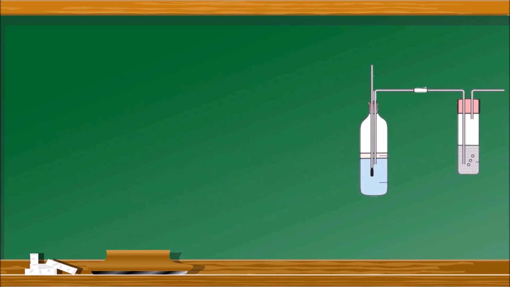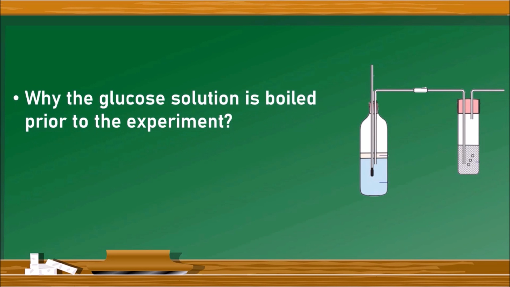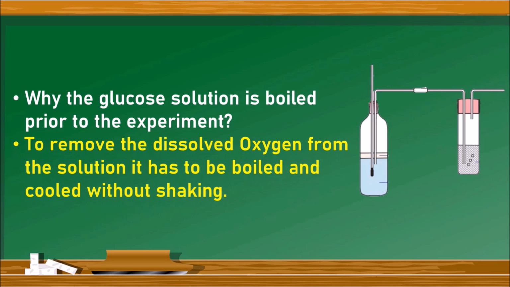Why is the glucose solution boiled prior to the experiment? Because the glucose solution needs the absence of oxygen. To remove the dissolved oxygen from the solution, it has to be boiled and cooled without shaking.